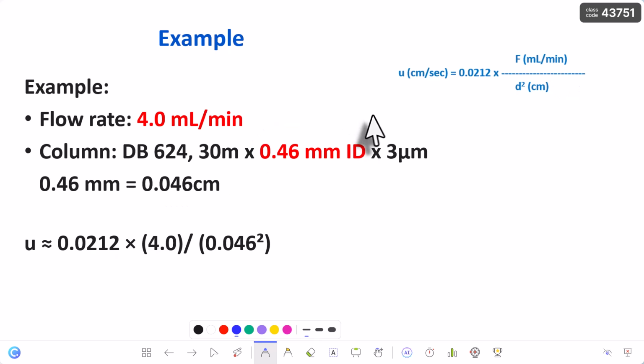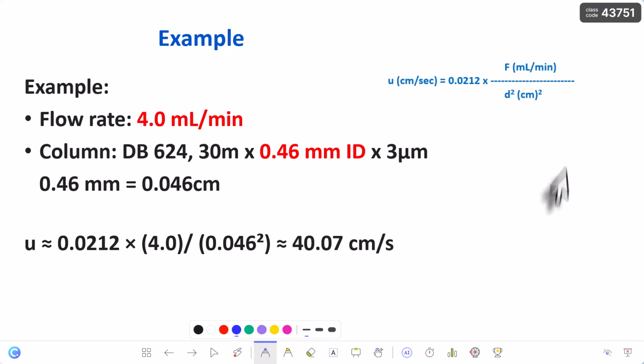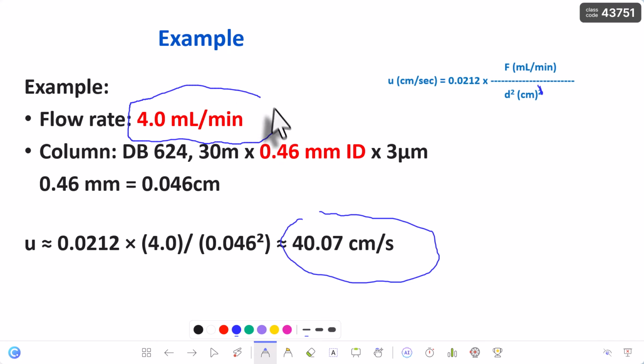Then substitute the values, and you can easily calculate the value. Oh, this is a typo, read this as just centimeter. So 40.07 centimeter per second is the linear velocity if the flow rate is 4 ml per minute. I hope you understand how flow rate can be converted into a linear velocity.